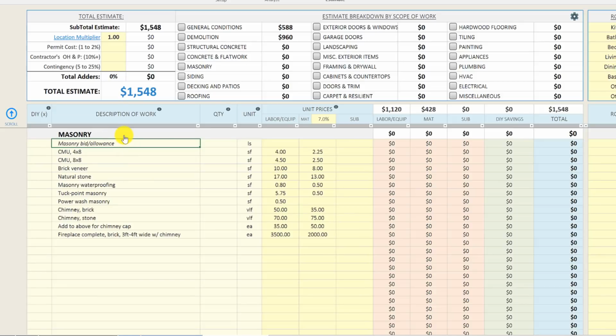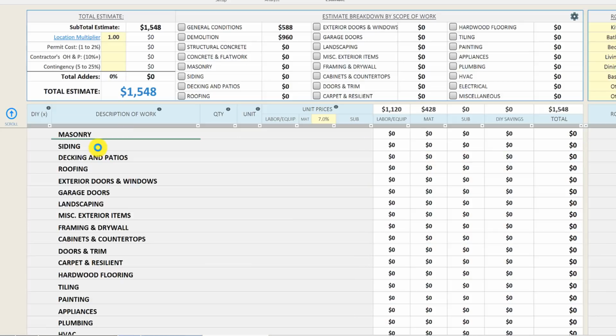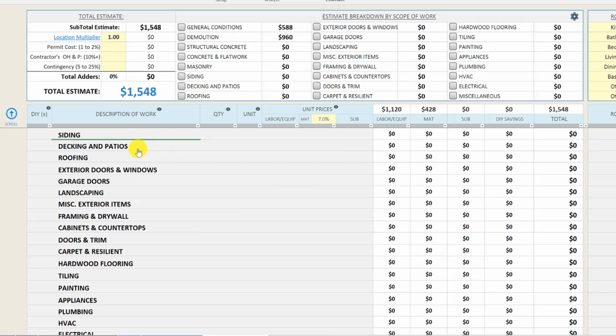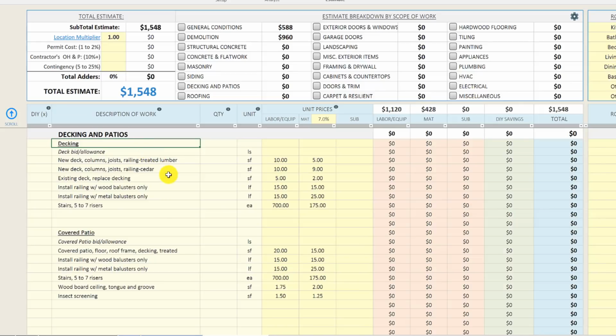Masonry would be for if you've got any kind of brick issues, or maybe you're putting a new veneer on the property, but we don't have anything like that on the property. The siding on this house was actually in decent shape, so it just had plywood siding, but it did need painting. So siding is if you're going to be replacing the siding on the property and putting new siding on. We didn't have that on this particular project, but we did have some decking and patios.